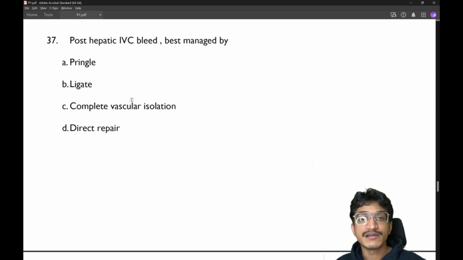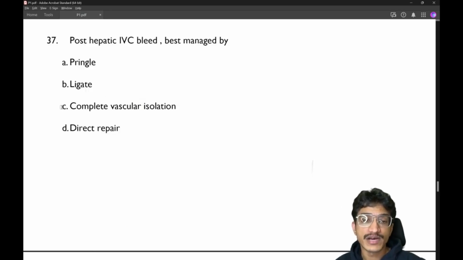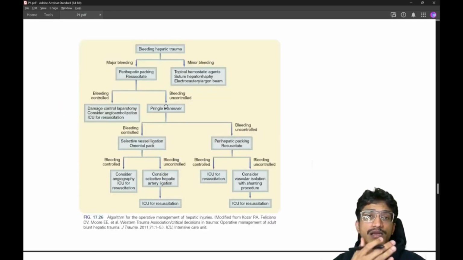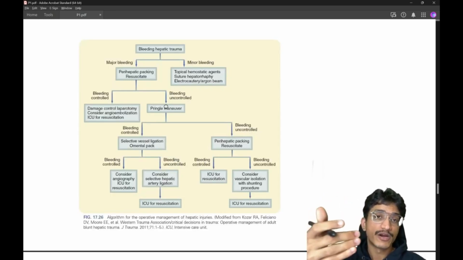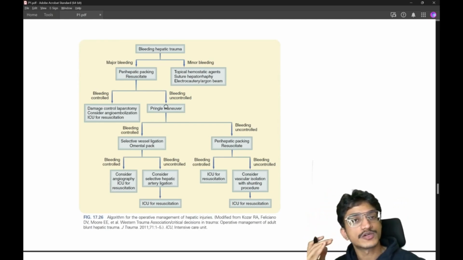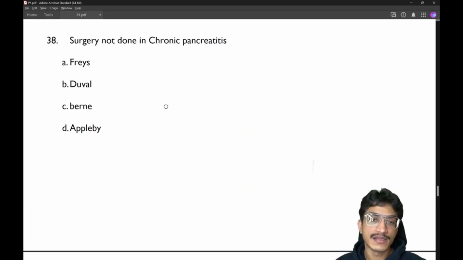Post-hepatic IVC bleed, which is straightforward, taken from the description given in the Sabiston trauma. So always you go for a complete vascular isolation, that is with a Pringle. You try to search by Pringle, or if you are unable to stop the bleeding, that means it is retrohepatic, so you need to do an atriocaval shunt, that is a complete vascular isolation, to find the hepatic venous injury and repair it. You cannot do by any other means.